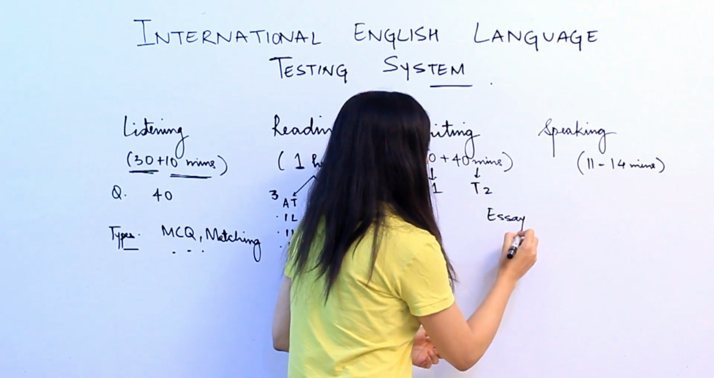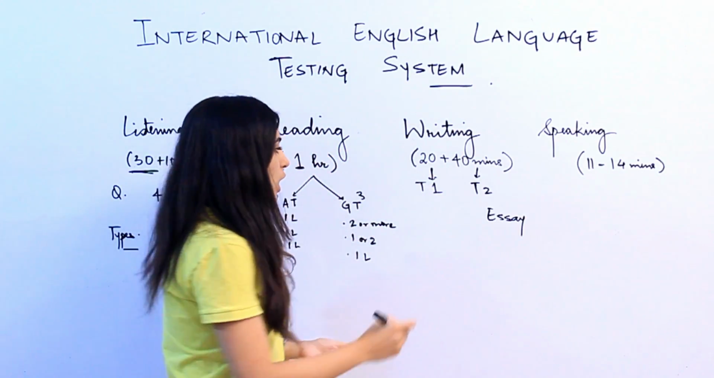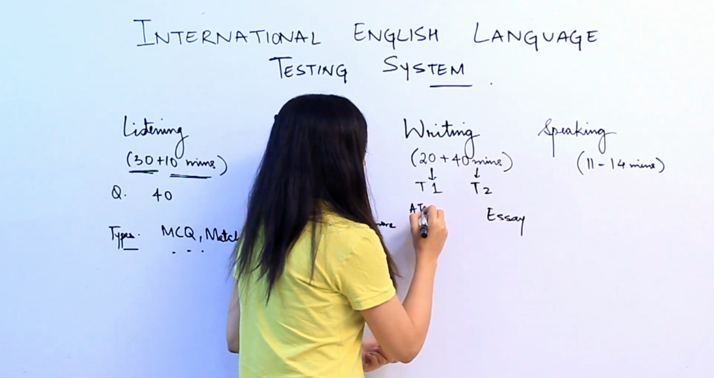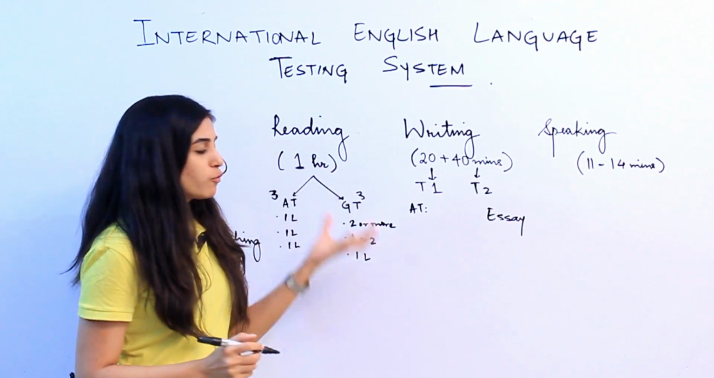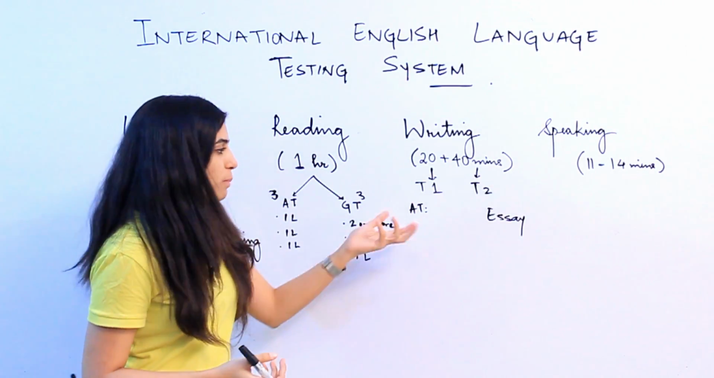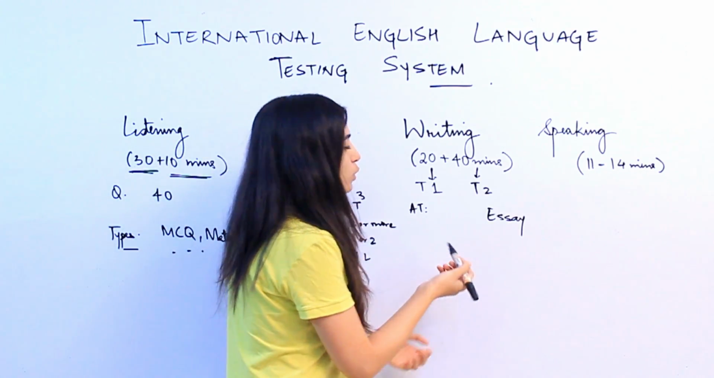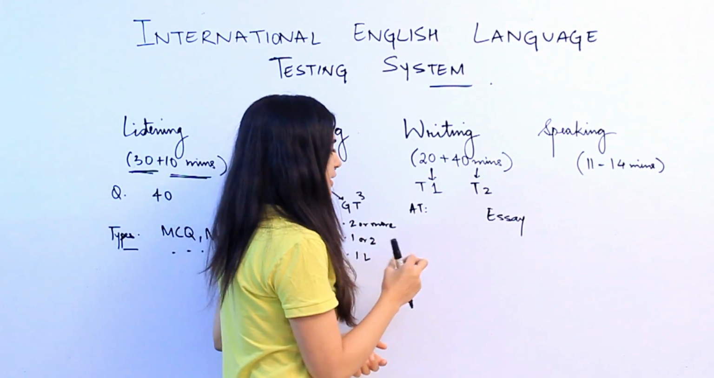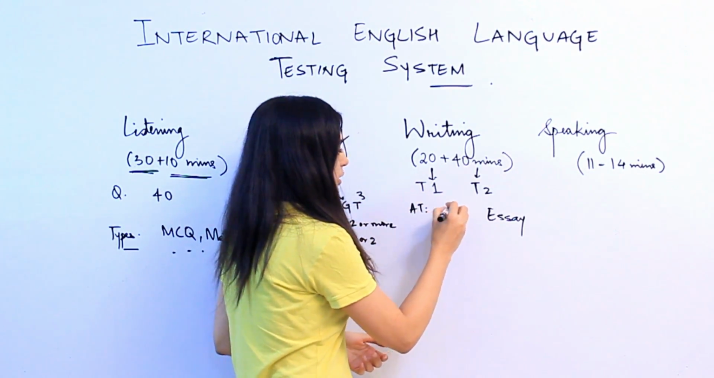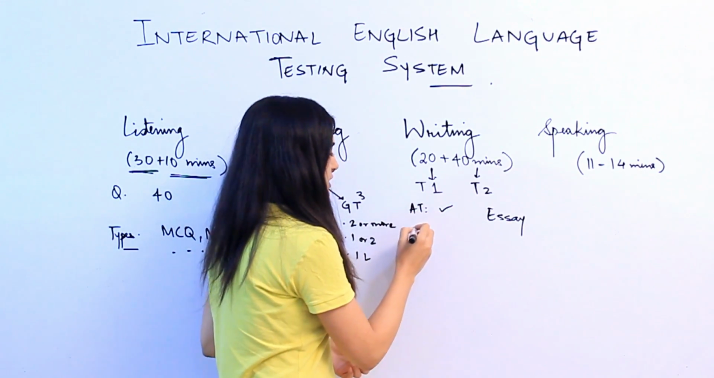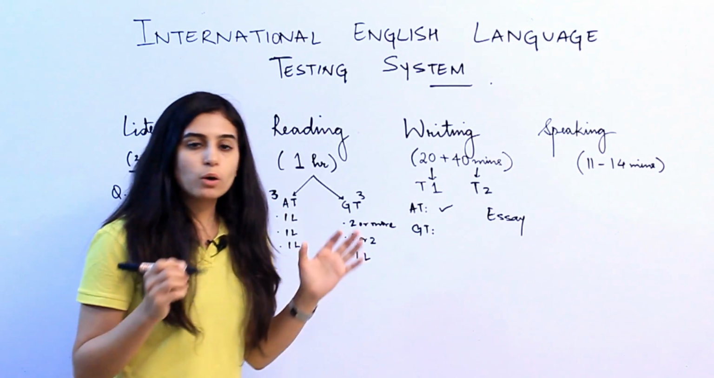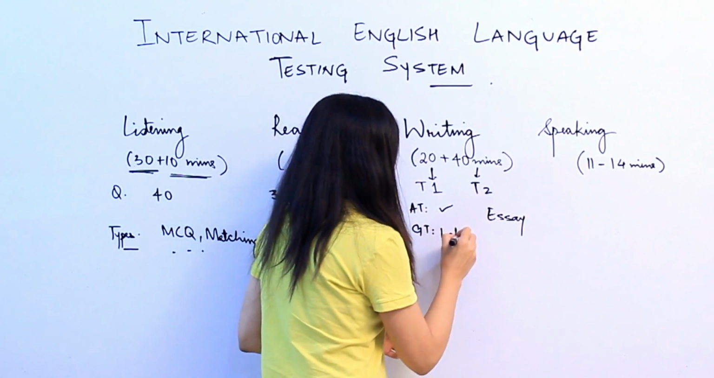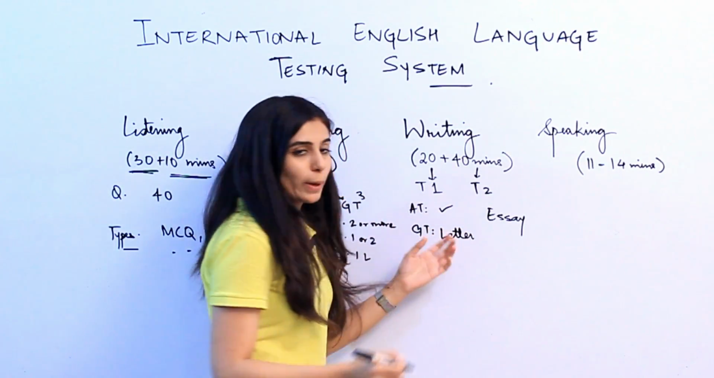But in case of task 1, in the academic test, you are given a bar graph or a pie chart. You are given data in the form of pie chart, bar graph, and you have to interpret that data and write down a report. So that is your task in the academic test, and in case of your general training, you have to write down a letter. Okay. So this has to be done in your first 20 minutes.